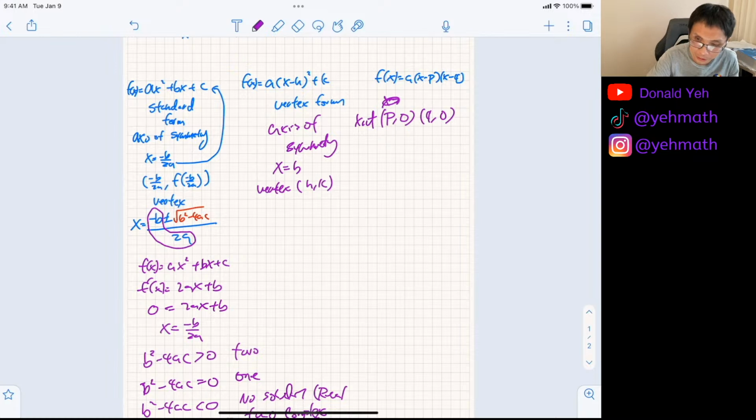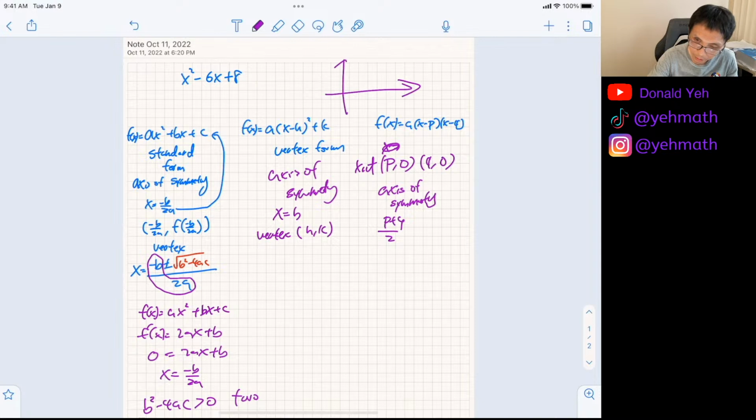And the cool thing is the axis of symmetry is actually pretty easy. Some people say it's very hard. No, it's p plus q divided by 2. Kind of makes sense. If you have a parabola with 2 x-intercepts, one is 1, one is 5. Guess what? If you have 2 legs, it stretches as far as possible. The axis of symmetry has to be in between. It has to be 3.